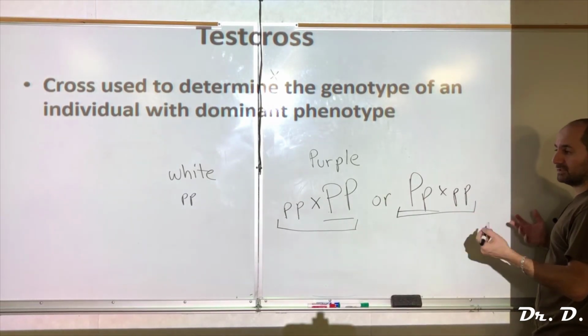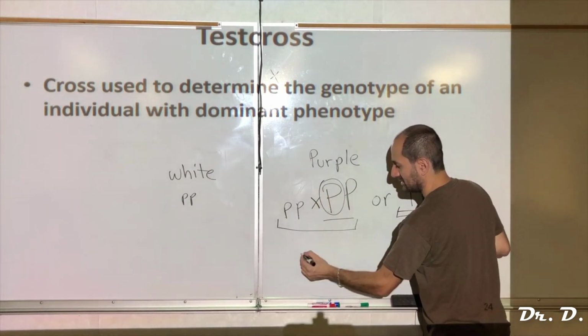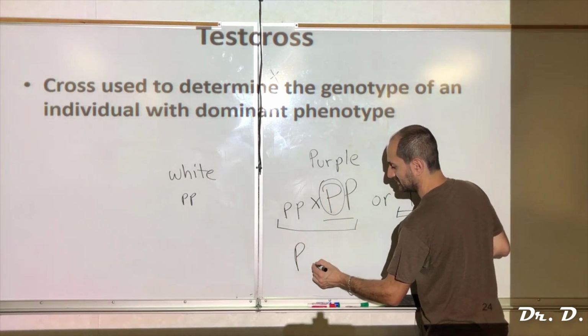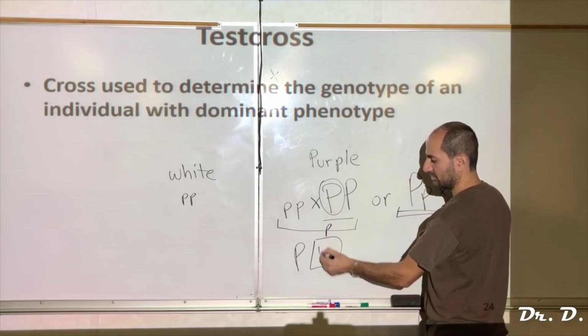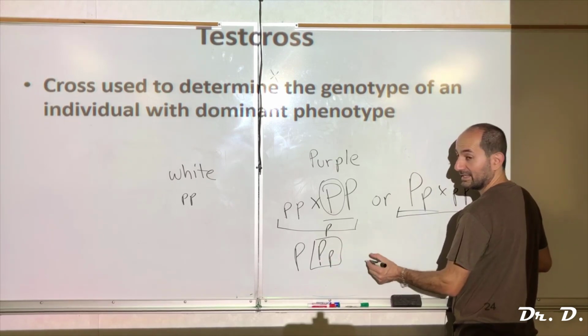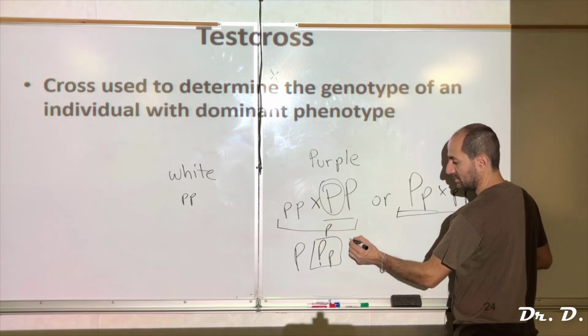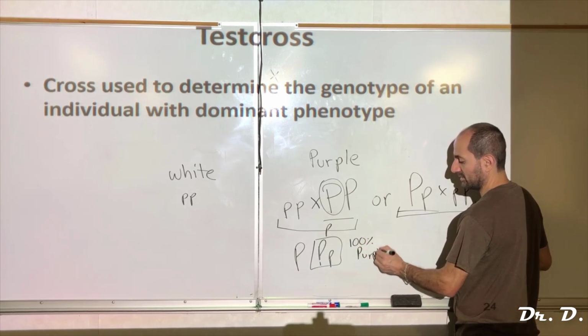So you could set up your Punnett square. In this Punnett square, the sperm could get big P, okay? And the eggs could get little p. So all of your offspring are going to be big P, little p. Are you going to get any white? No. 100% will be purple offspring.